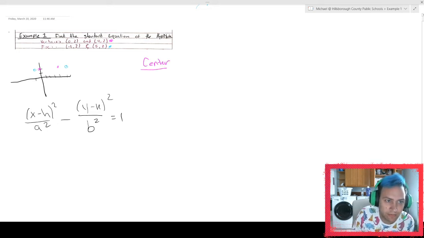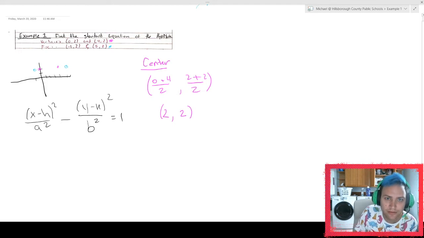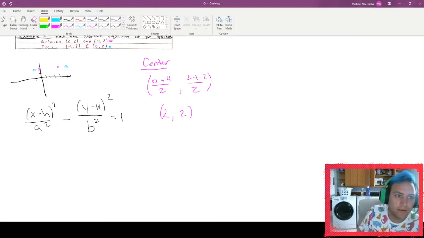So I'm going to take my (0, 2) and my (4, 2). So we're going to take 0 plus 4 divided by 2, my x's, and then take the y's, the 2 and the 2. 2 plus 2 divided by 2, which is going to give me 4 over 2, which is 2, and 4 over 2, which is 2. Ooh, look at that. So important notes here then.